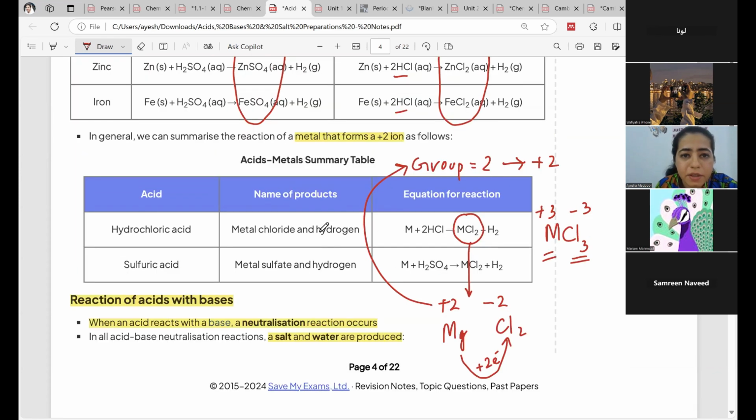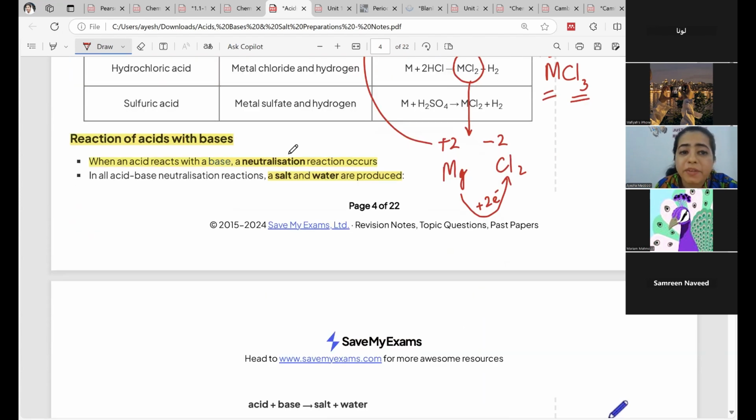Okay, after that, let's move forward. Reaction of acids with bases. Acid can react with a base and they can do the neutralization reaction. I hope you have studied neutralization before as well in grade 8. Now we will see some of the detail of this neutralization. So when an acid and a base react, they will produce something neutral. Why do we say neutralization reaction? Because a neutral product is produced at the end.